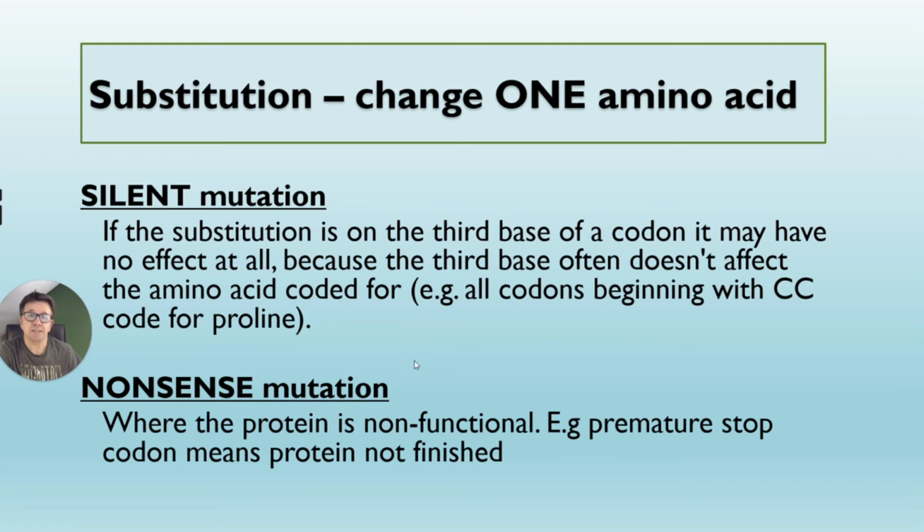Well, sometimes it has no effect. So it's what we call a silent mutation, because if it's on the third base of a codon, it may have no effect because the third base doesn't affect the amino acid coded for all of the time. So all codons beginning with CC code for proline, for example. Or it could be a nonsense mutation where the protein is non-functional. So you might get a premature stop codon, which means the protein isn't finished, or it's a non-functional protein because of the sequence of amino acids.